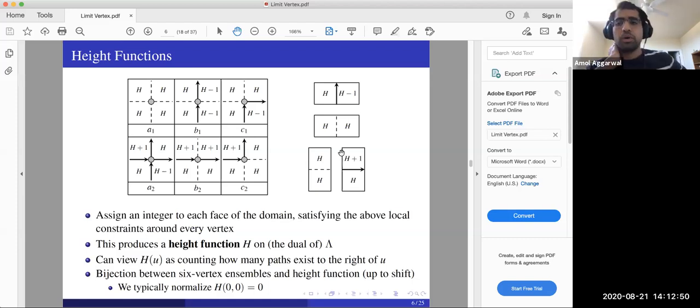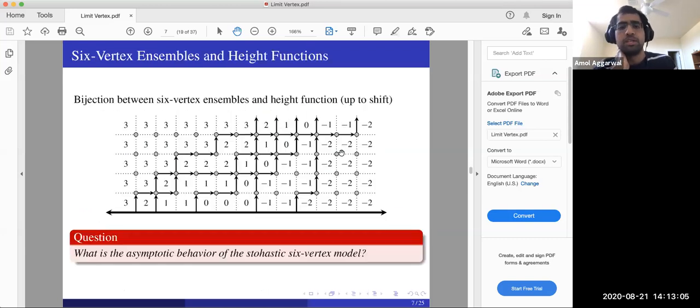So now there's a bijection. If I have a 6-vertex ensemble, this provides me a way of producing the height function up to a global shift. And likewise, if I have a height function, then I can recover the 6-vertex ensemble from it. So this is a bijection, again, up to global shift.